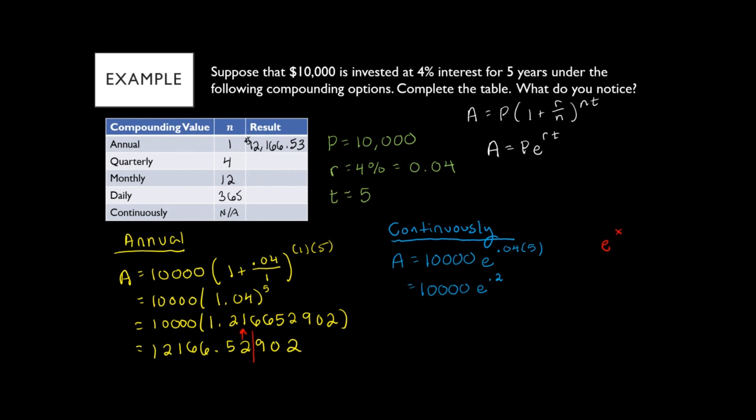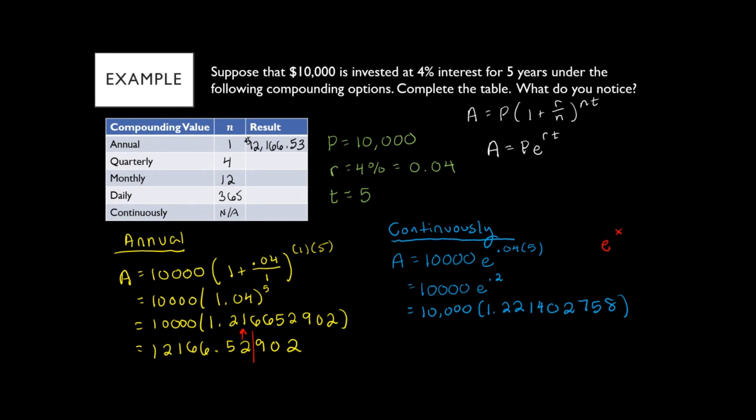Your button may look slightly different. It depends on your calculator and what you're using, but that's what mine says. And mine is actually in yellow. I have to hit the second button to get to it. But I'm going to do e to the 0.2. So that's, and then my decimals, 1.221402758.